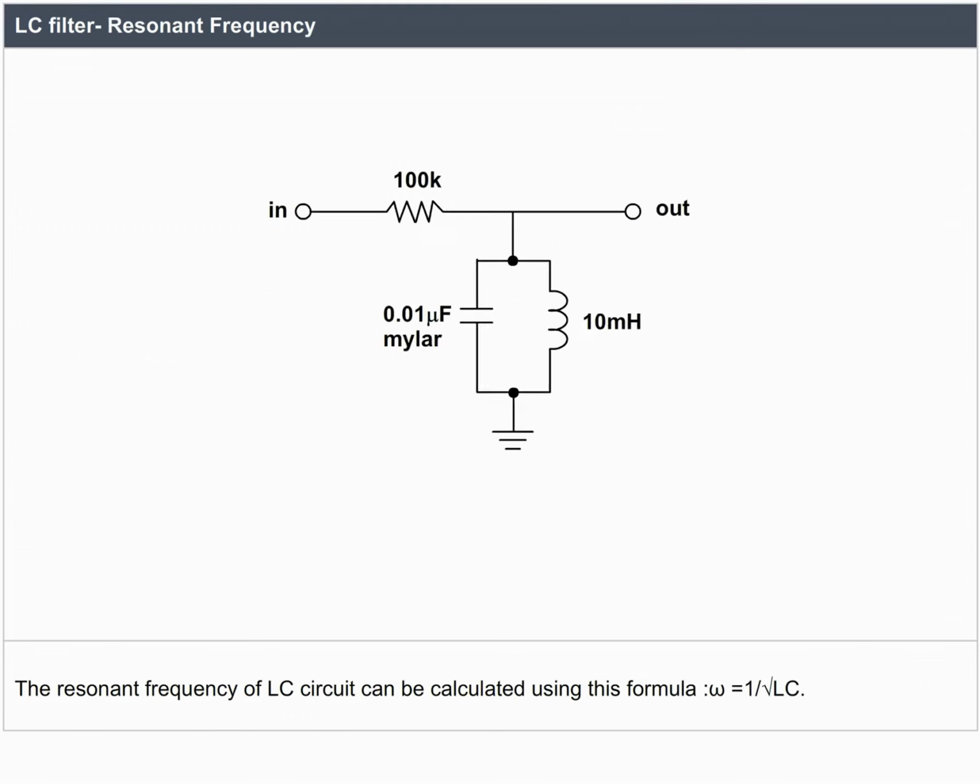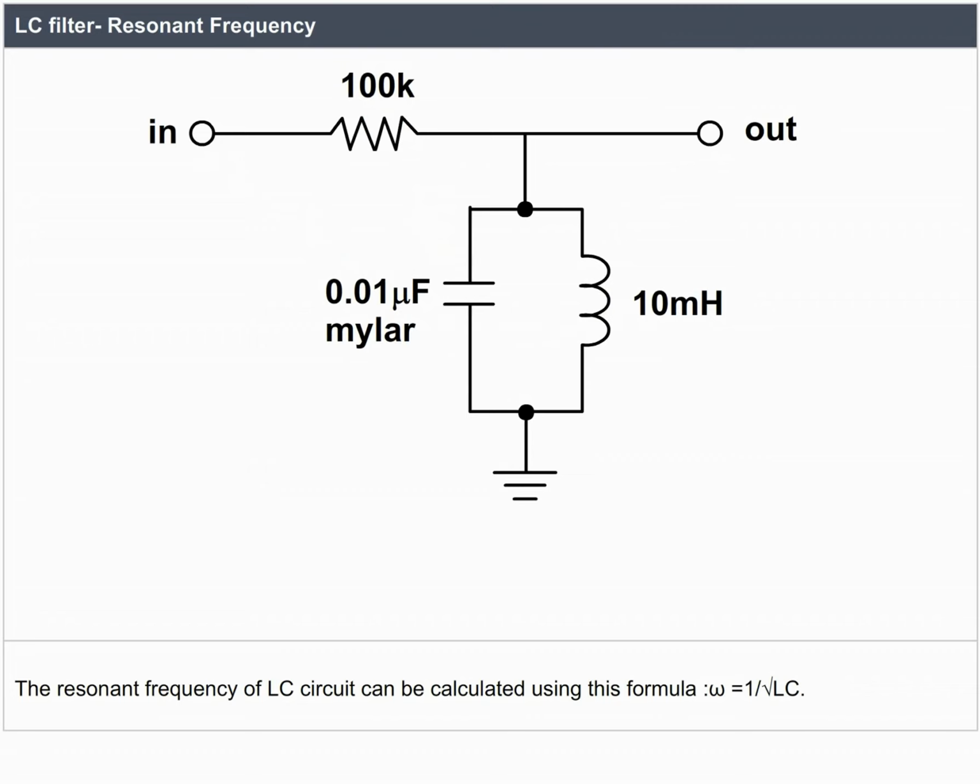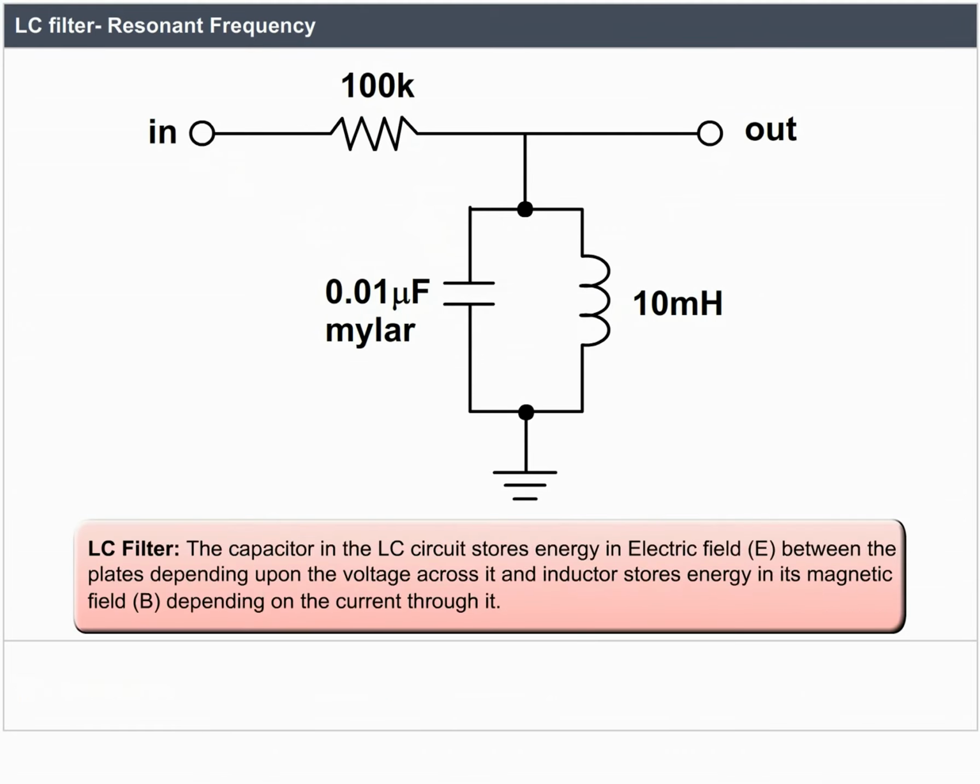LC filter resonant frequency. The resonant frequency of LC circuit can be calculated using this formula: omega equals 1 by square root of LC. LC filter: the capacitor in the LC circuit stores energy in the electric field, E, between the plates depending upon the voltage across it, and the inductor stores energy in its magnetic field, B, depending on the current through it.